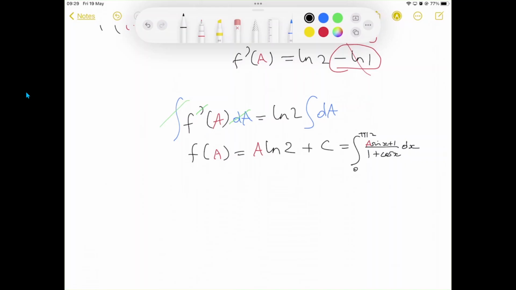So why don't we try out a equals 1? So f of 1 is equal to 1 times ln of 2, which is ln of 2, plus c, which is equal to the integral from 0 to pi over 2. That's not pi.